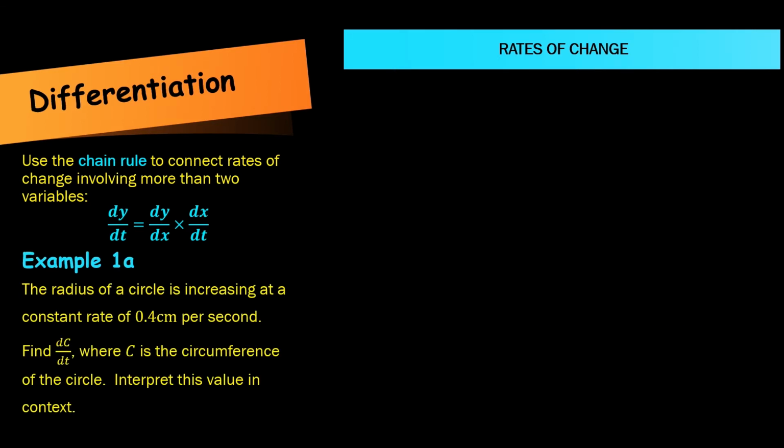The radius of a circle is increasing at a constant rate of 0.4 centimeters per second. We are required to find dC/dt, where C is the circumference of the circle, and then interpret this value in context. So let's solve this.